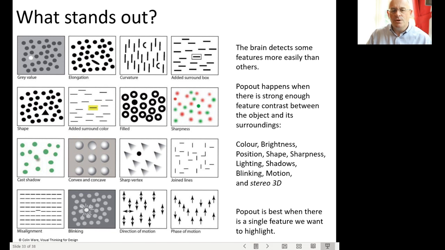I mentioned Ruth Rosenholz's work at MIT. This is some work by Colin Ware, who was originally a British psychologist, trained at Durham, was moved to New Hampshire in the US. And he's looked at all the possible visual cues that will stand out from a background. And you can see, I'll just pick out a few, the grey value, whether or not you've got a sharp vertex, whether or not something is concave or convex, whether it's got a shadow or not, but also some more complex ones like is a shape blinking, is it moving in a different direction, or is it moving in a different phase to other things. So pop-out is usually best when there's a single feature you want to highlight.